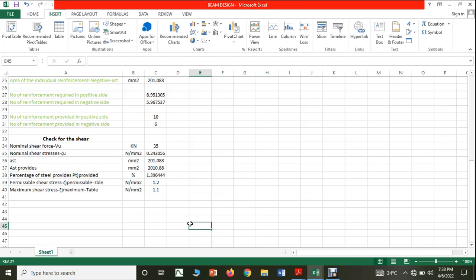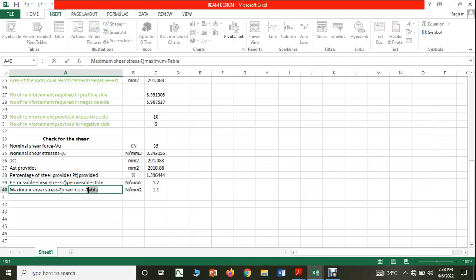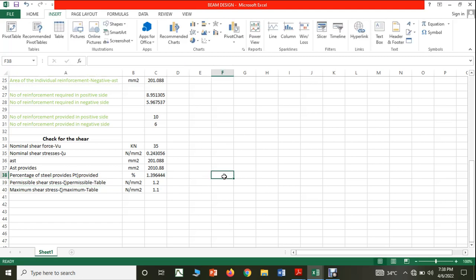Now when I find out the permissible shear stress, the maximum shear stress, and the nominal shear stress, in case my nominal shear stress value is less than the permissible shear stress, then just provide the minimum shear reinforcement. I will tell you how to provide the minimum shear reinforcement when we calculate the reinforcements for each beam group.